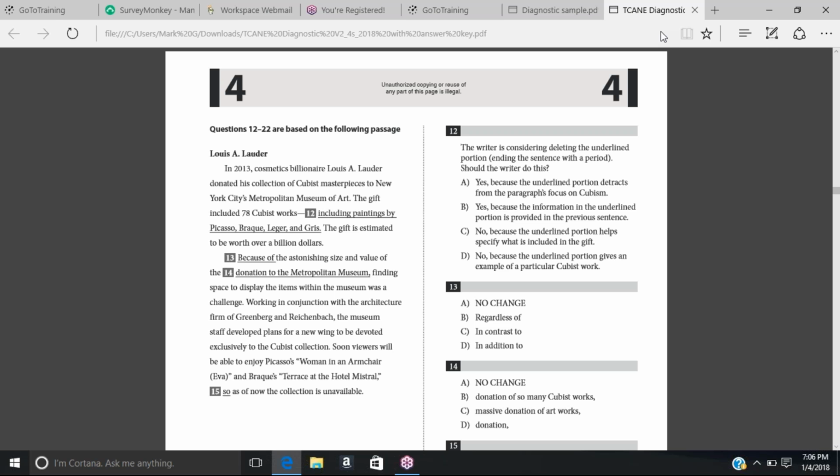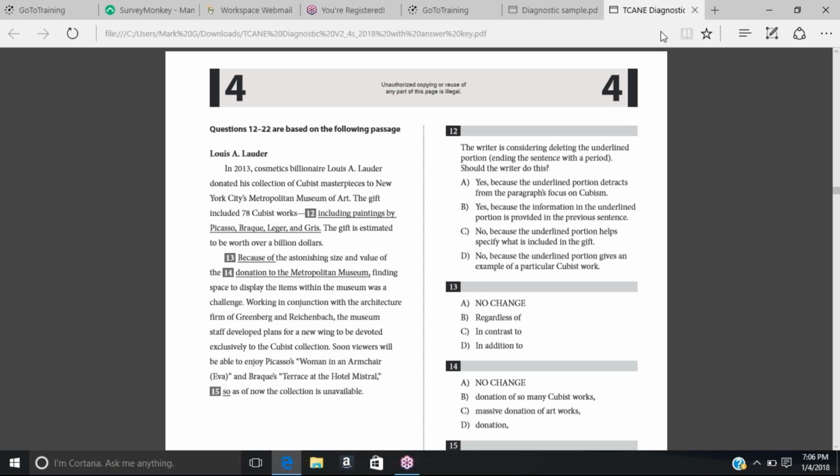That's why the answer when they ask in 12, would you like to delete the underlined portion? The answer should be no. It gives detail. It lets us really envision the importance of this. It might draw somebody into being interested in the first place. Ooh, I want to understand Picasso, or I've heard of this guy Gris. So adding the detail on the SAT and ACT is almost always welcome, so long as it's relevant.